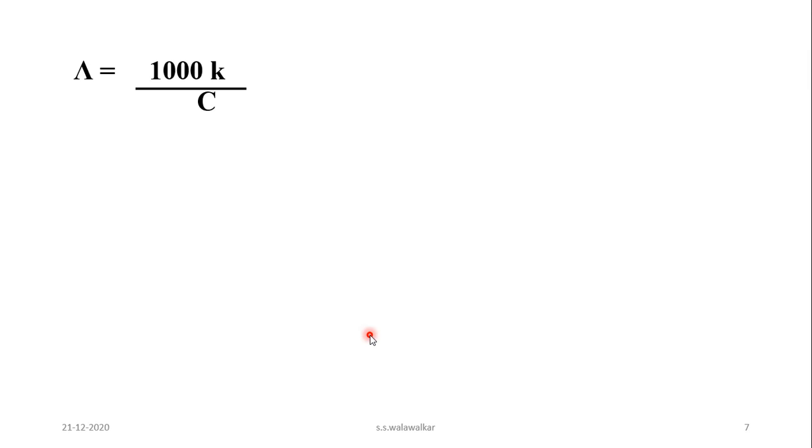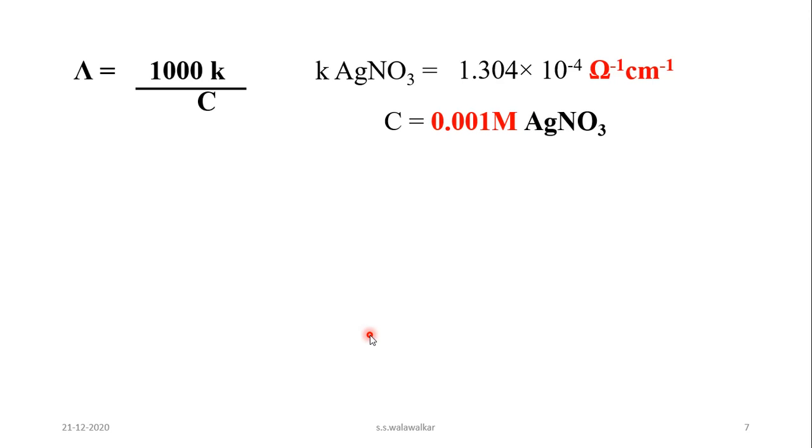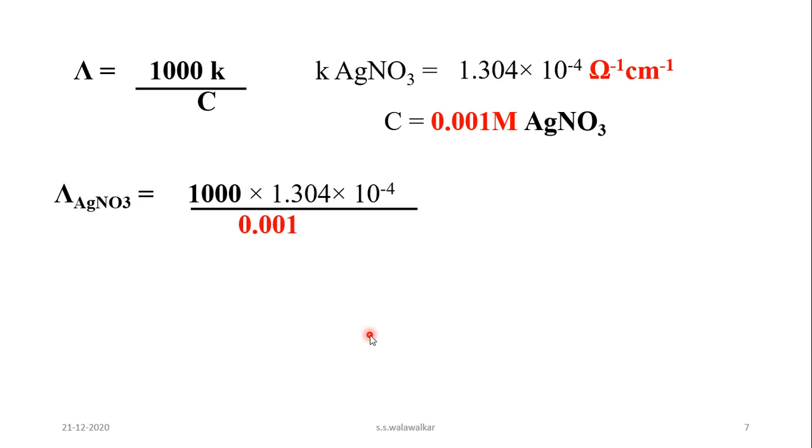Now from conductivity you can calculate the molar conductivity of AgNO3 solution having concentration 0.001 molar. So lambda is equal to 1000 into K divided by C. So conductivity is 1.304 into 10 raised to minus 4. Concentration is 0.001 molar. So substituting these values in this formula, lambda of AgNO3, that means molar conductivity of AgNO3 at concentration 0.001 molar is equal to 1000 into 1.304 into 10 raised to minus 4 divided by the concentration, that is 0.001, and that is equal to how much?